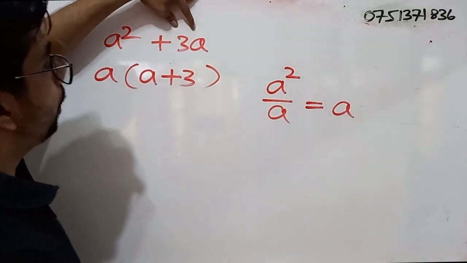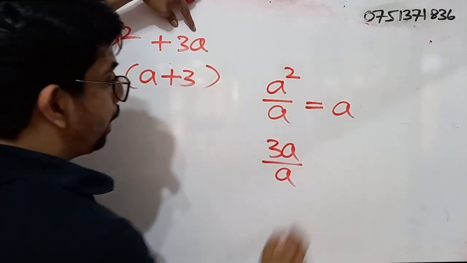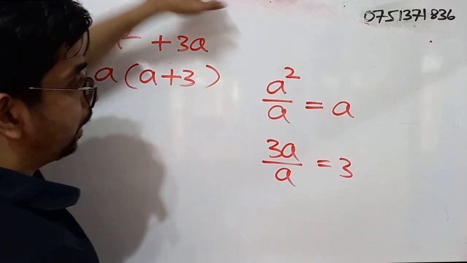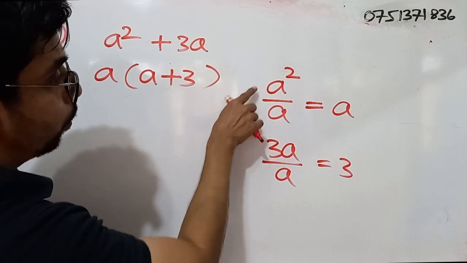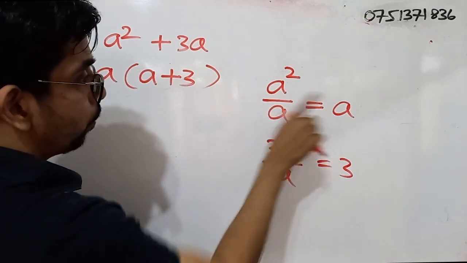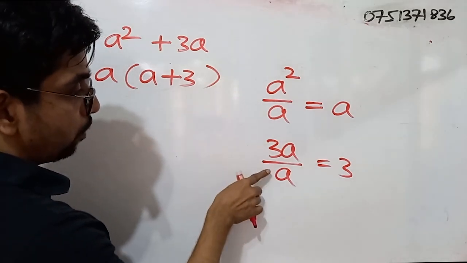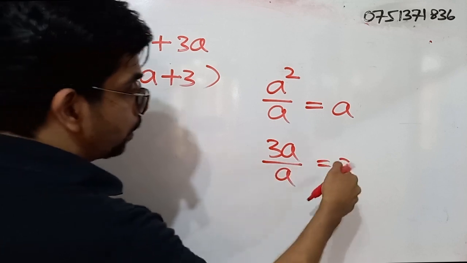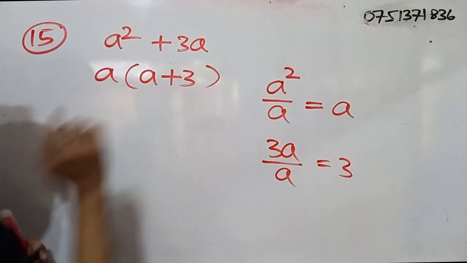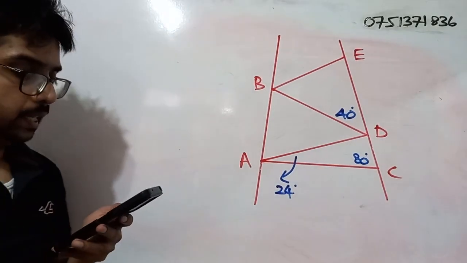Right? So here what do we have? 3a. 3a divided by a. What is the outcome? 3. And I have forgotten to mention, both of these terms are positive. This is positive, this is positive. So the outcome is also positive. Here the same thing. 3a is positive. Simple a is positive, so the outcome is also positive. So what goes inside the bracket? a plus 3.